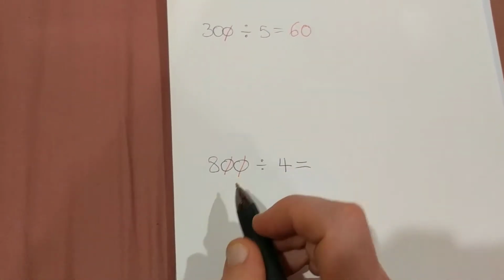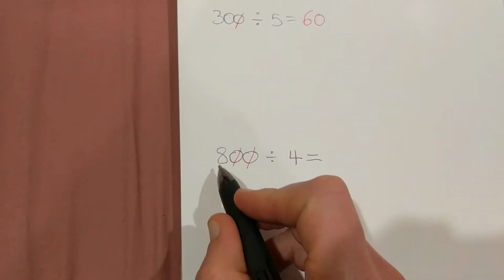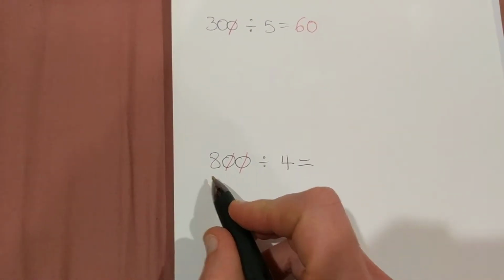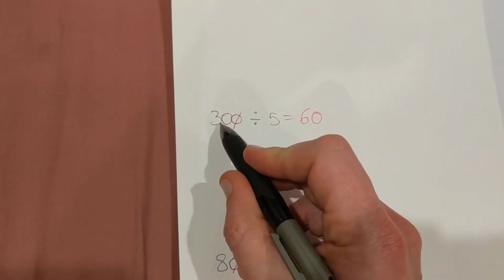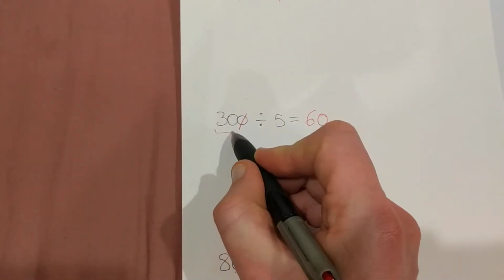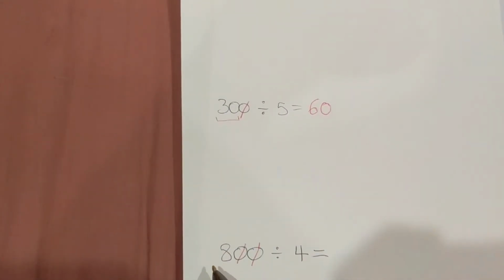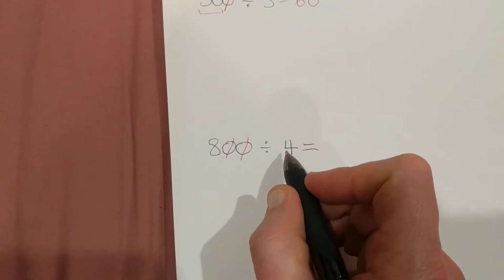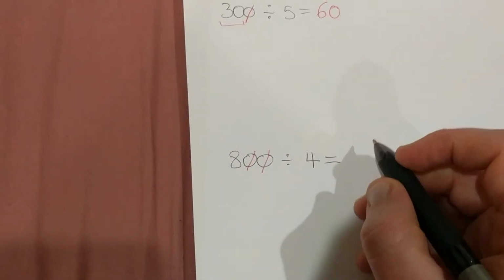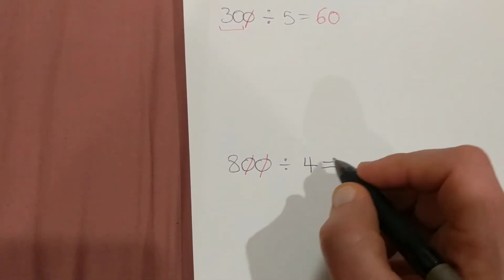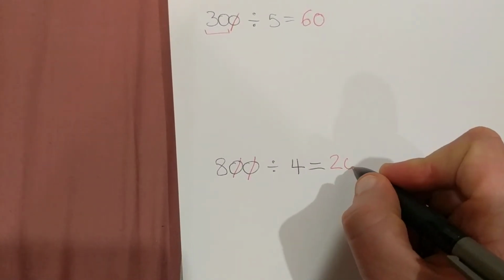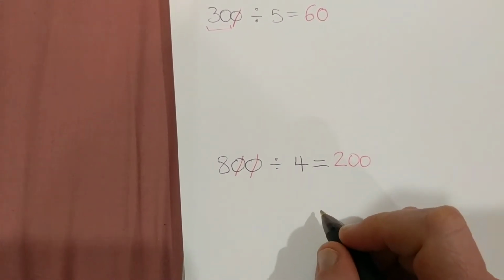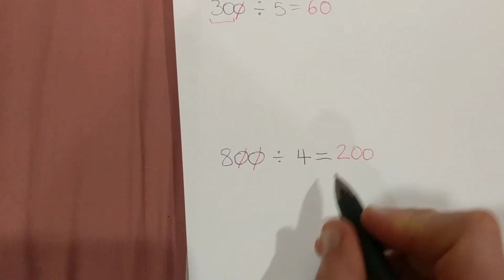So you can cancel out the 2 zeros this time because 4 does go into 8 an even amount of times. It goes into there twice. Whereas up here, the 5 doesn't go into the 3. We had to make that a 2-digit number for it to go in. So now that we know 4 goes into 8 twice, that's the answer. 8 divided by 4 is 2. And because we took off 2 zeros this time, we need to put 2 zeros on the end. So 4 goes into 800 200 times.